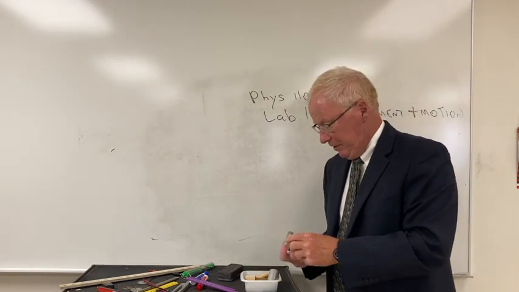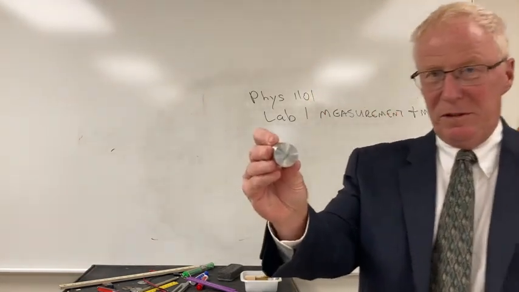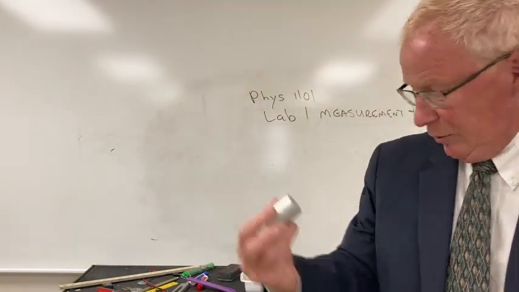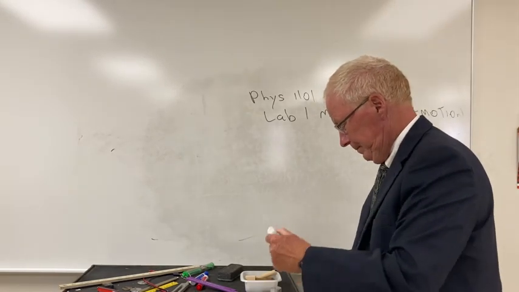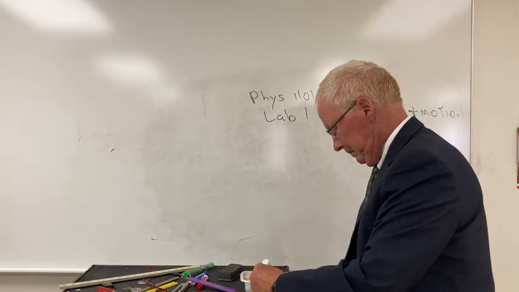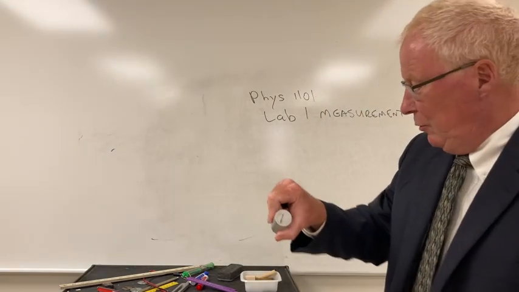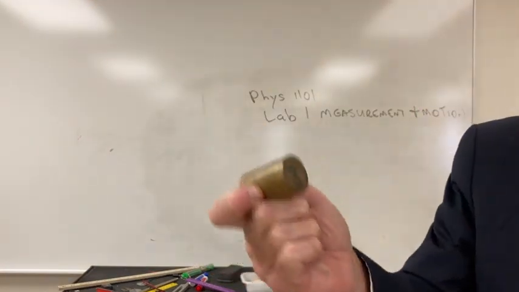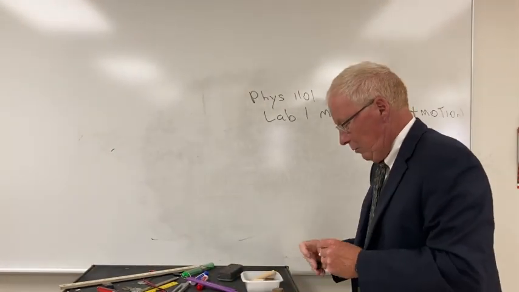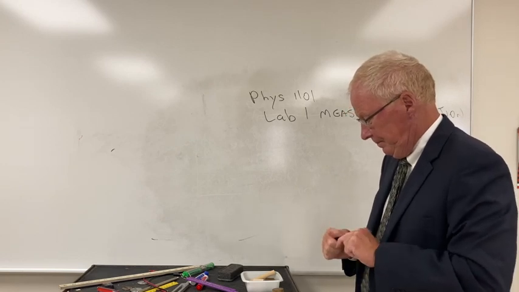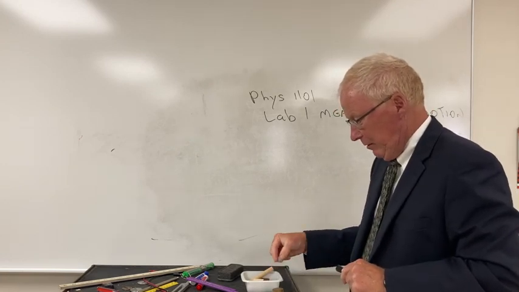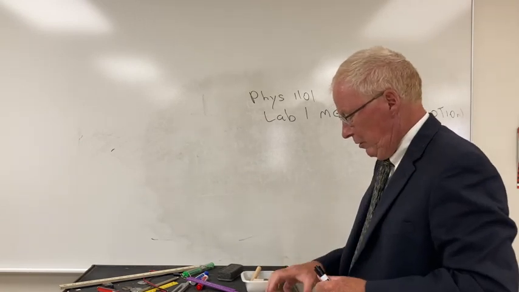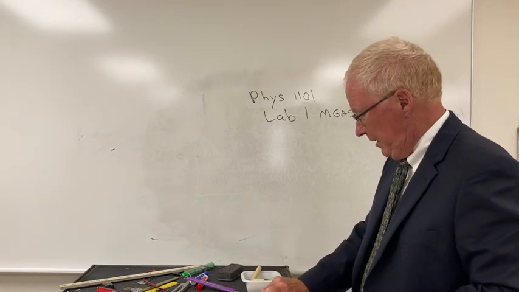We have 3 different samples. We have a steel sample, which is number 1. We have an aluminum sample, which is number 2. And then we have a brass sample, which is number 3. So we're going to look at the metal triangle, metal rectangle. So we're going to be dealing with the 3 sample things there.